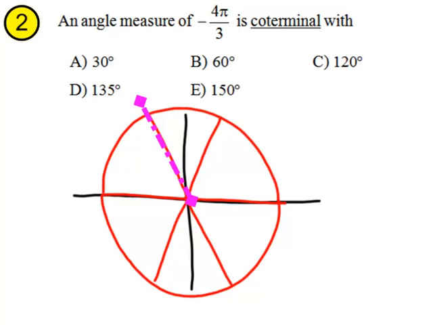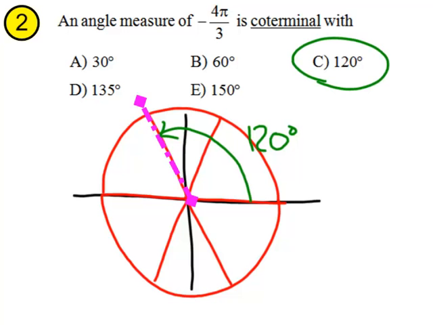Now, which of these following degree measurements is coterminal with that? I can tell that all of these degree measurements are positive. So rotating in the positive direction, I've got 60 degrees here. I go another 60 degrees to get 120 degrees. That is coterminal with the original angle in radians.